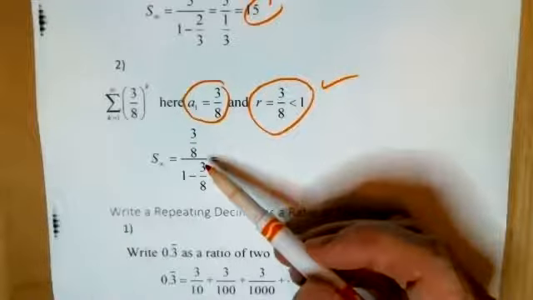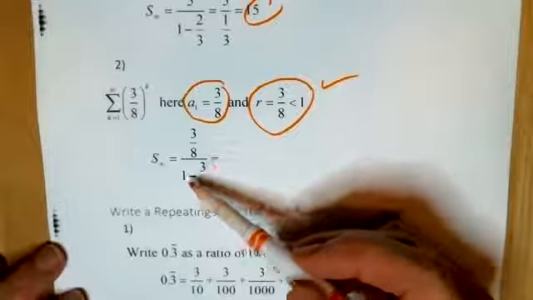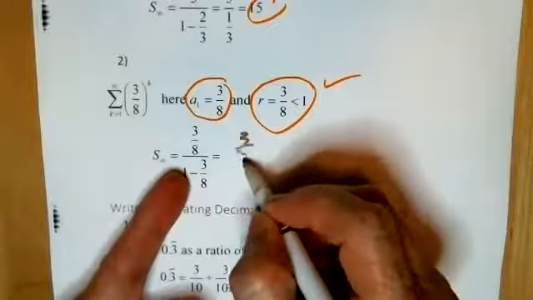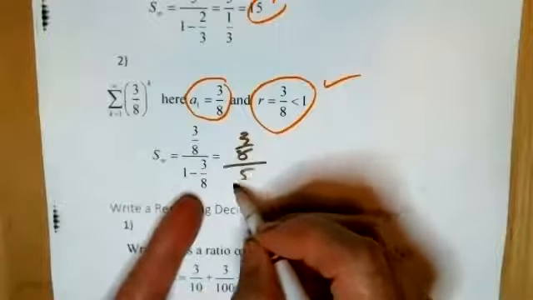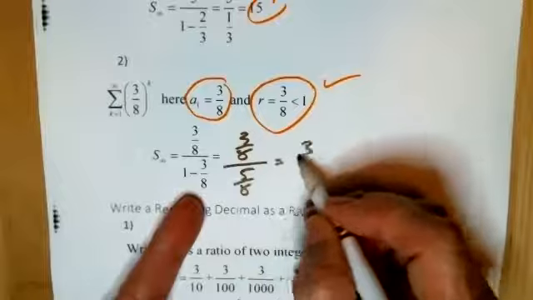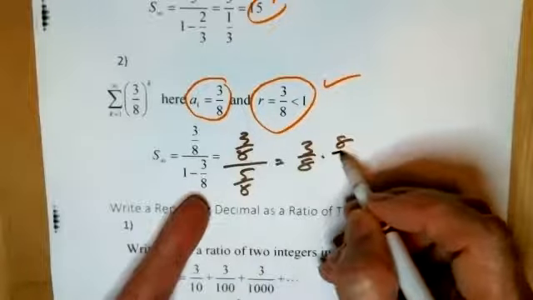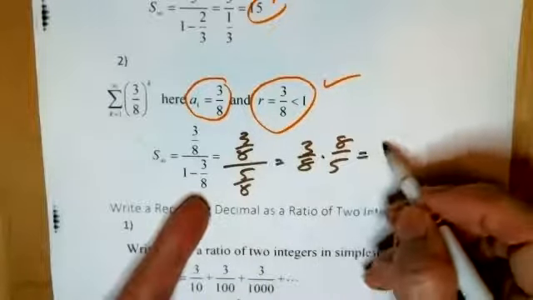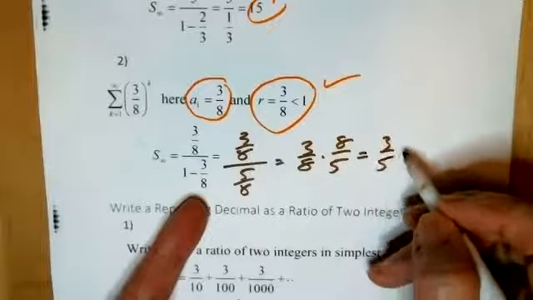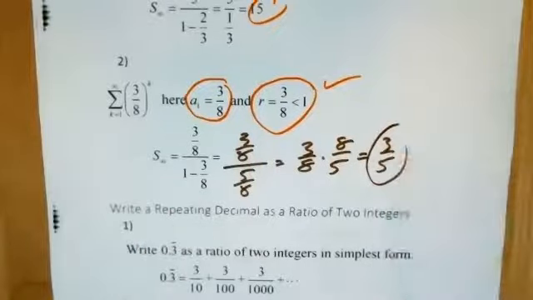So we have 3/8 divided by 1 minus 3/8. So we have 3/8 divided by 5/8. And the way we write this is 3/8 times 8 divided by 5. And it looks like we get 3/5. So if you sum that infinite series, you'll get 3/5 exactly.